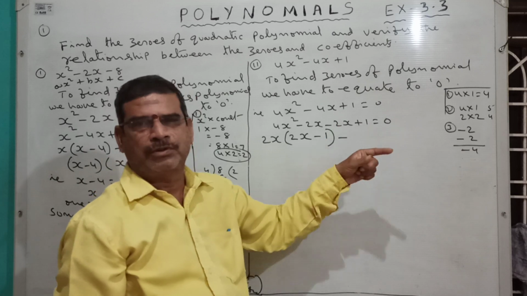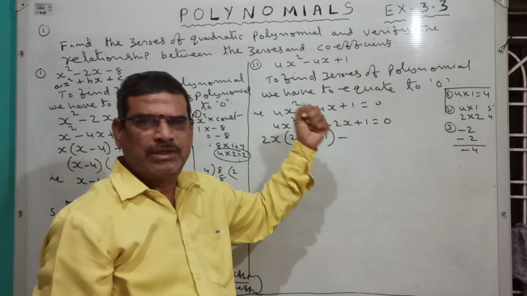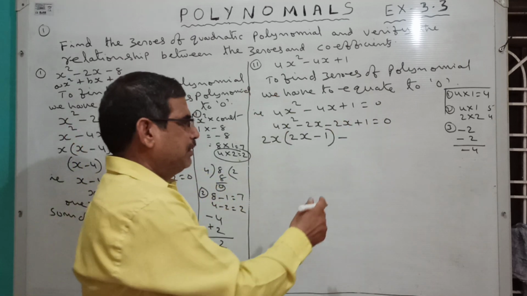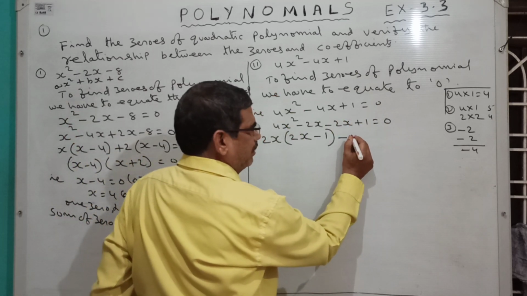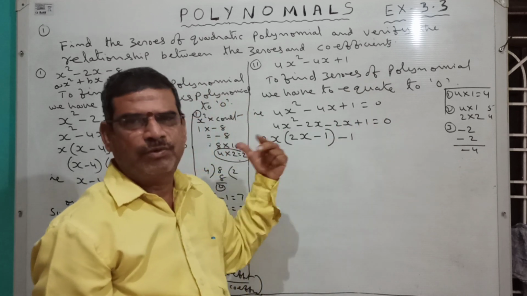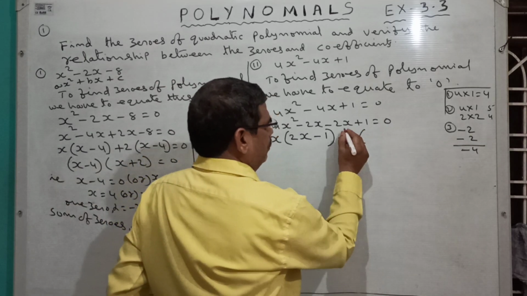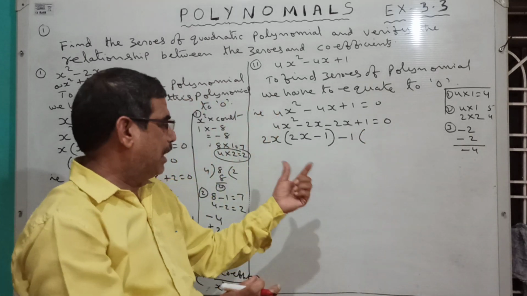Here 2, here 1. No number will come outside. Here x, here no x. So nothing will be taken outside. In that situation, write 1. So no number is there to take outside, no number is common. So simply I am writing 1. Next step, we have already told it here.